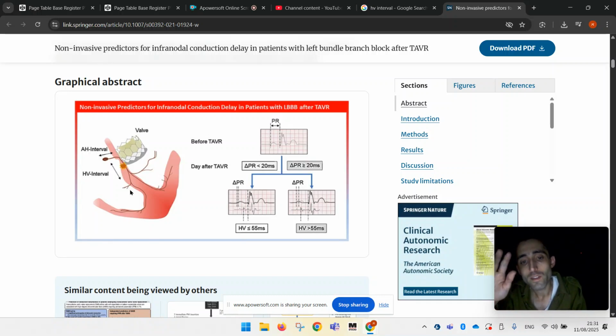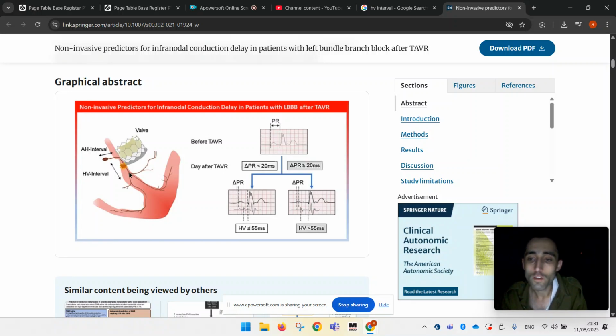Now, when this His-ventricle HV interval is more than 100 milliseconds, for example, there is a high risk. This is a red flag, and there is a high risk for sudden infranodal block. For example, Mobitz 2 or complete AV block, high grade block between them, something like this.